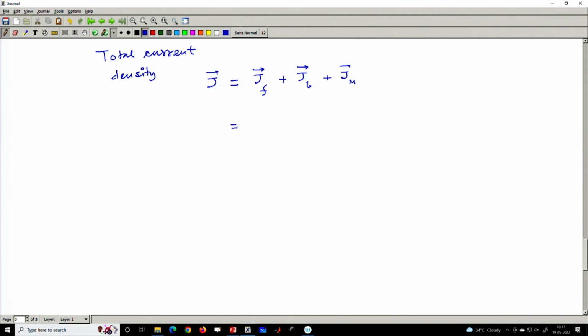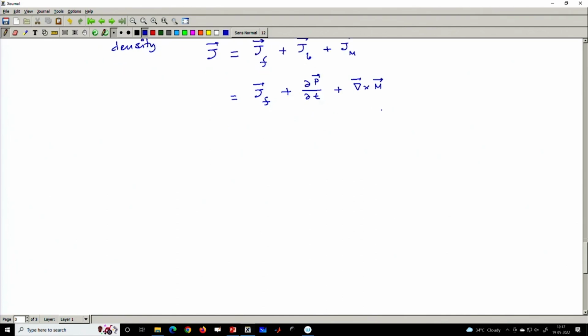So, it is simply Jf plus the rate of change of polarization. If there is a time-dependent variation of the polarization, then we have Jb, and if we have a space variation of the magnetization, then we have Jm, and if I take a curl of that quantity, then you are going to have this current density Jm.